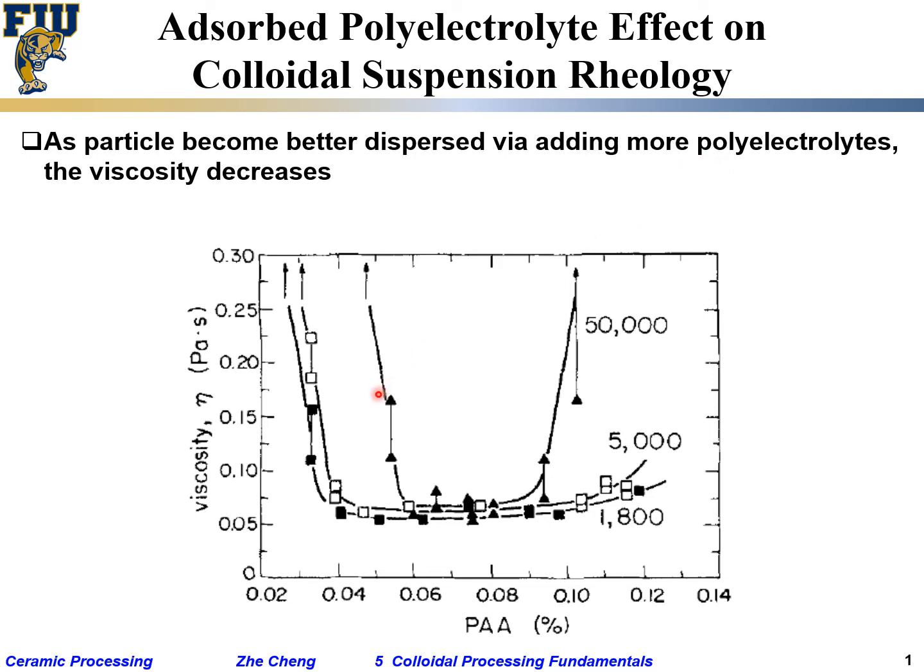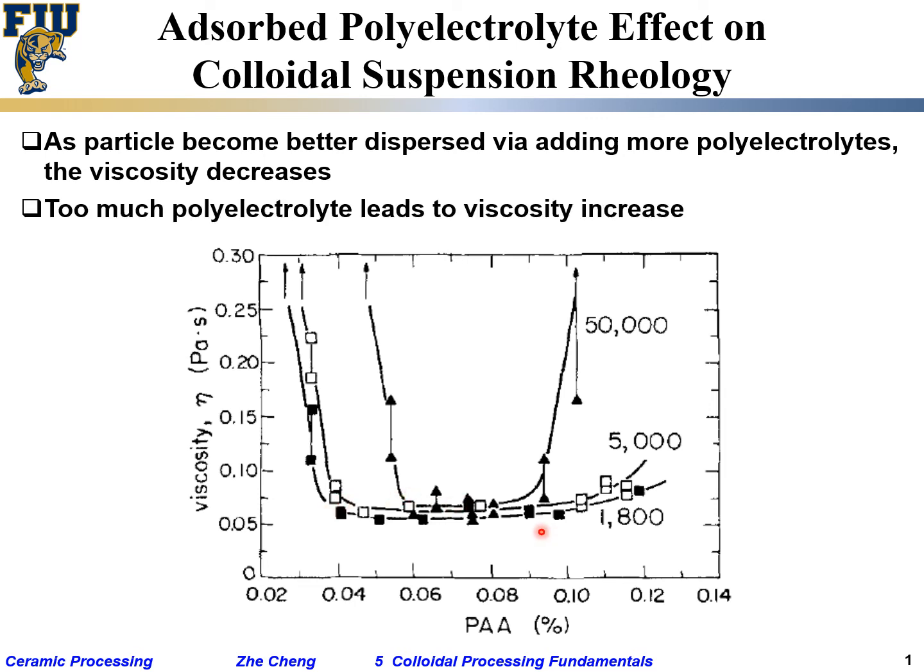Here I'm plotting viscosity versus PAA, polyacrylic acid. It's still a polymer acid, so-called polyelectrolyte. Okay, what we observed is initially as we add more and more of this polyelectrolyte, the viscosity quickly drops due to the so-called electrosteric effect. I have more charge, and at the same time the polymer chains provide the steric stabilization or entropic repulsion. Okay, and then it reaches a plateau.